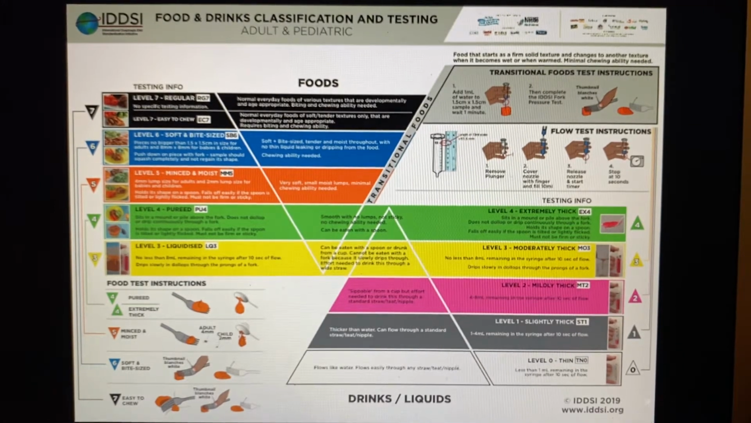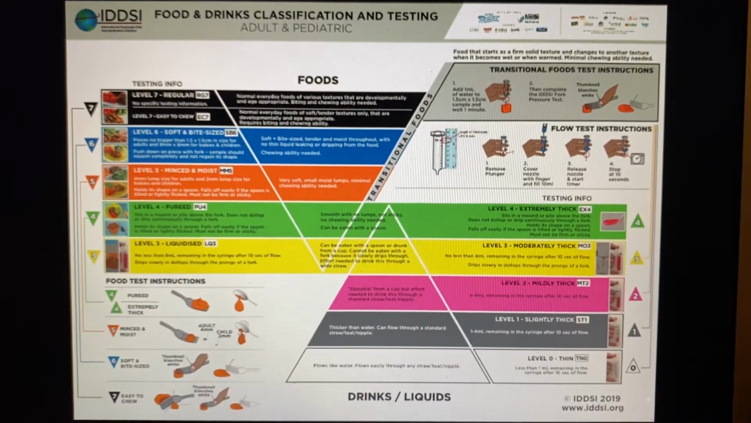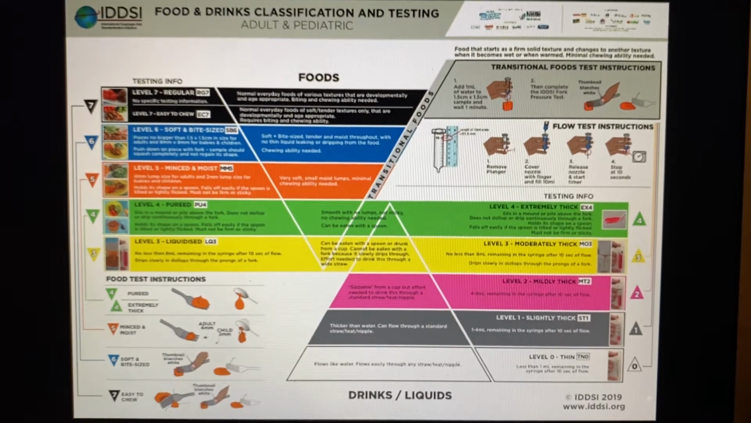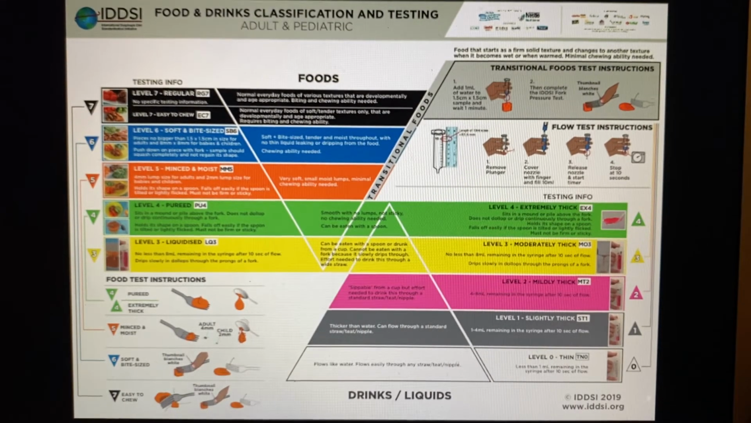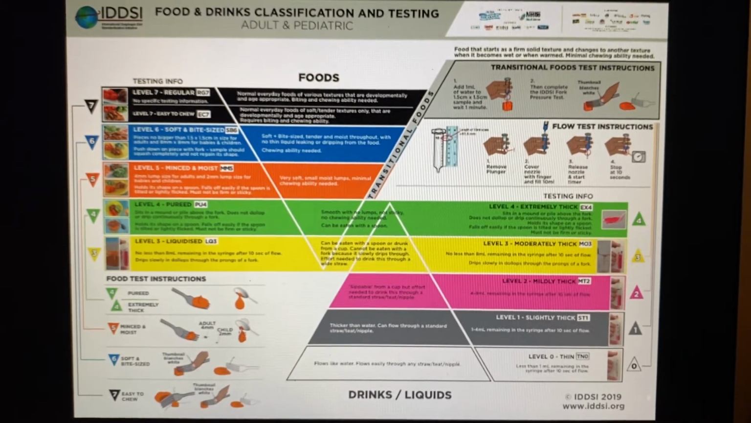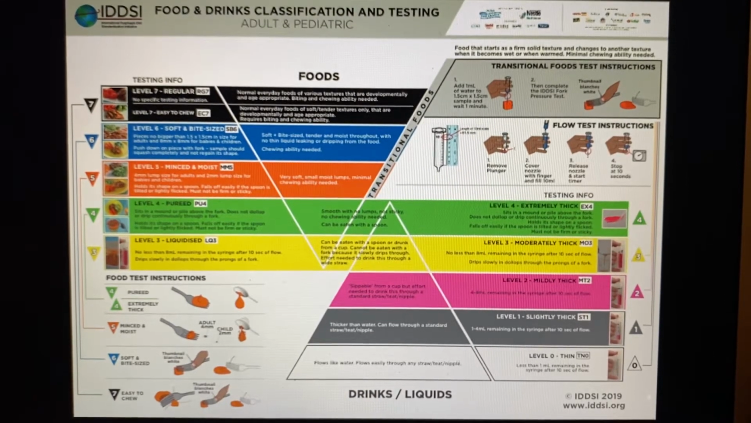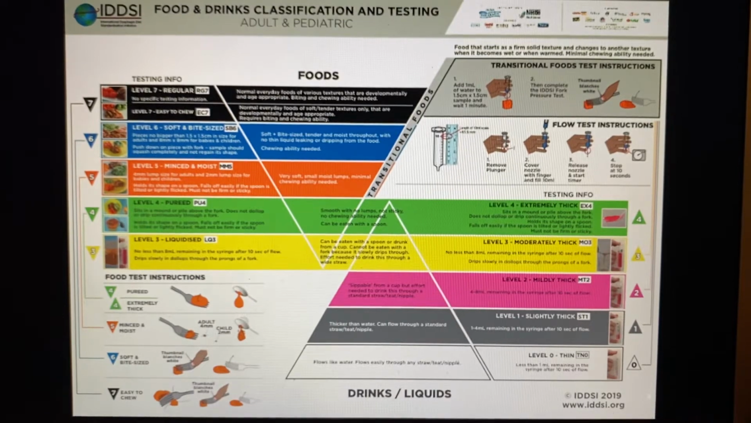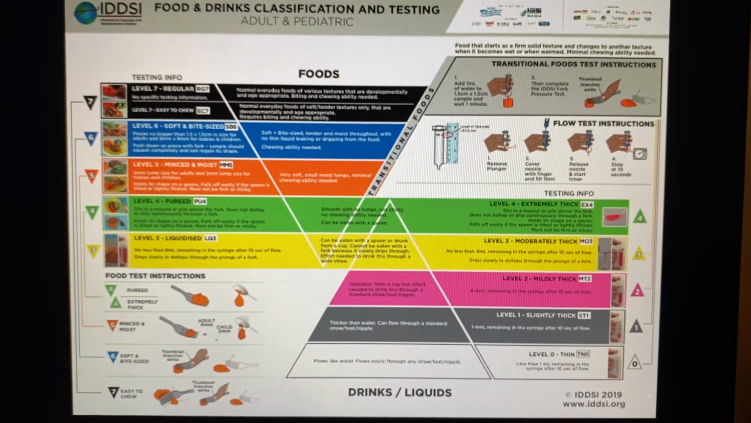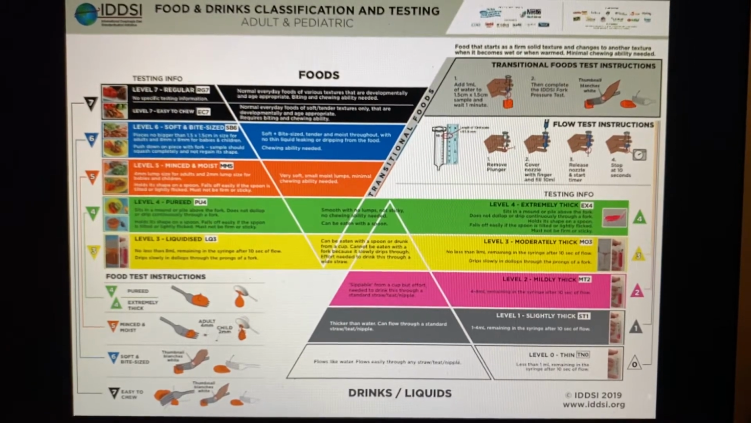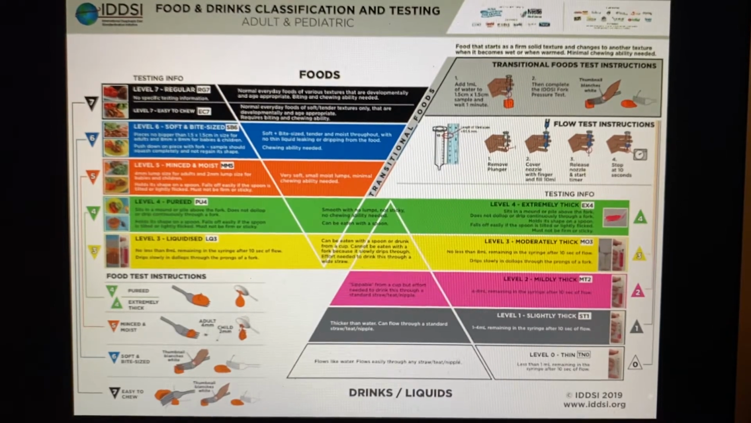Now notice how 3 and 4, the colors of green and yellow, go across both the drink and food pyramids. You will be able to see similarities in moderately thick liquids and liquidized food. The same way you'll be able to see similarities in extremely thick liquids and pureed food.